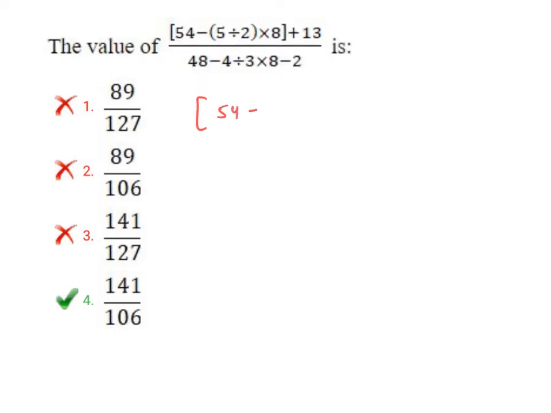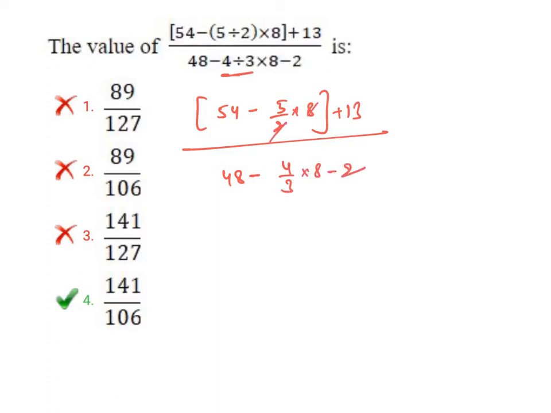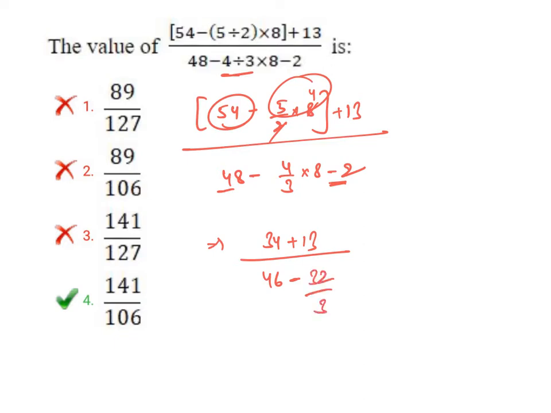54 minus 5 by 2 into 8 and plus 13 by 48 minus 4 by 3 to 8 minus 2. So it is 4, 20, 54 minus 20 is 34 plus 13. So you can say 48 minus 2 is 46 minus 24, 32 by 3. 3 goes up, so it becomes 47.